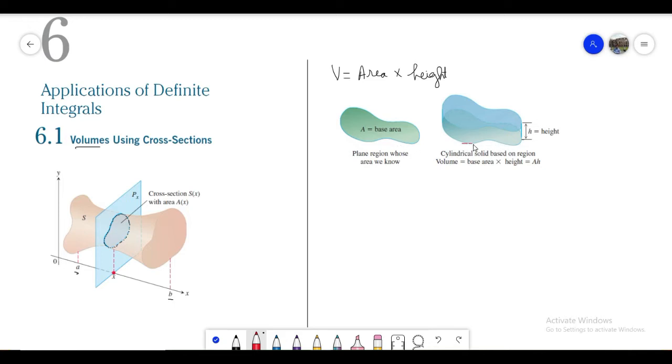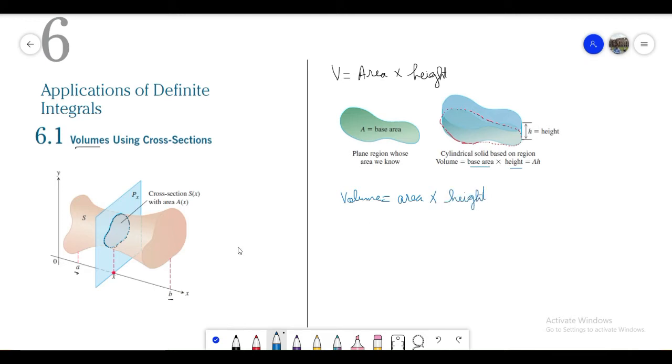We can say the lower one is the base area, and the height is defined by this variable h. So for the cylindrical solid based on the region, the volume is defined by the base area times its height. So the volume in this case can be defined like the area, which is basically the base area, times its height.